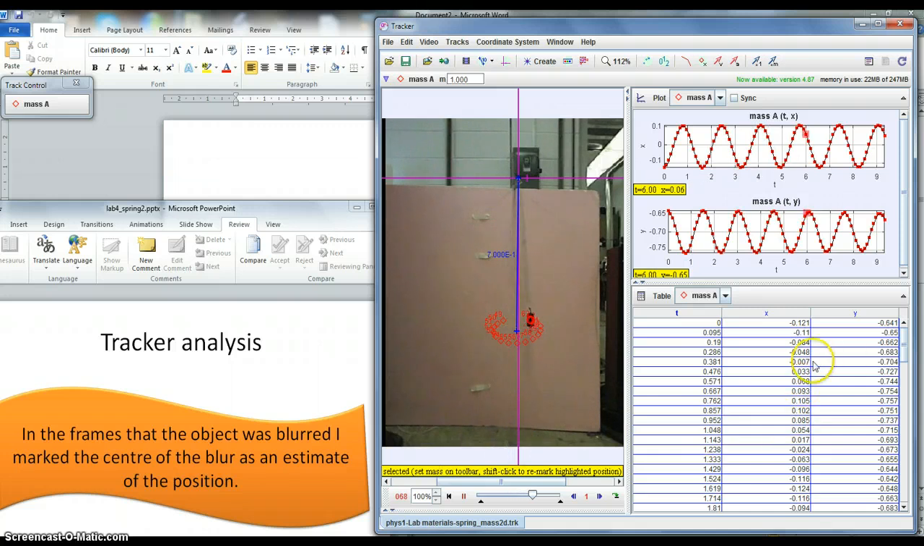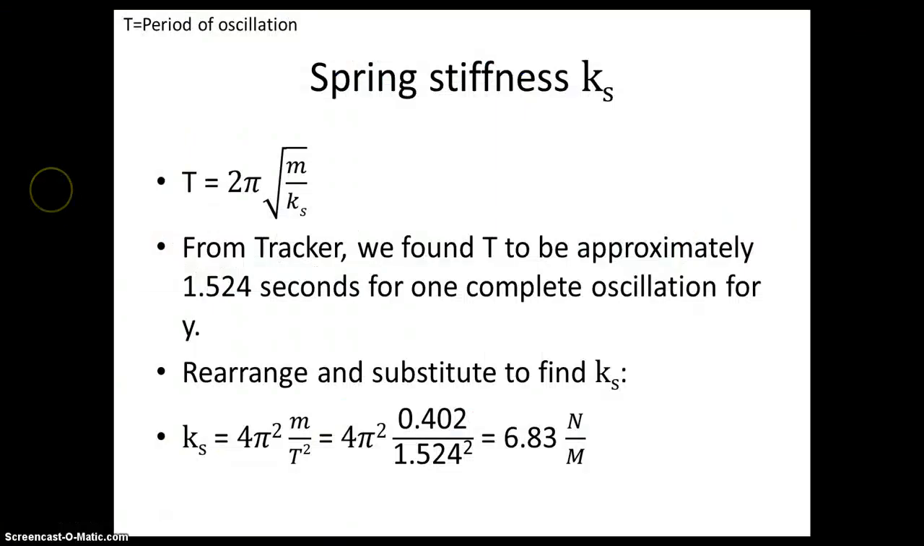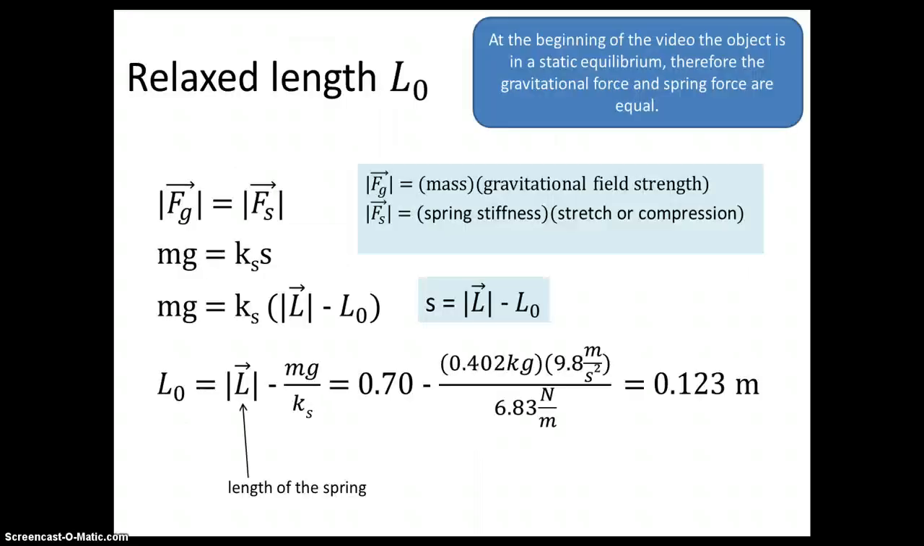I saved the x and y positions into a CSV file so that they could later be used in the model when comparing the observational and the predicted motion. This is the formula to find the period of oscillation T, and using observations from Tracker, we found this to be approximately 1.524 seconds. We rearrange and substitute T and the mass of the object into the formula to find the spring stiffness, k_s, which is 6.83 newtons per meter.